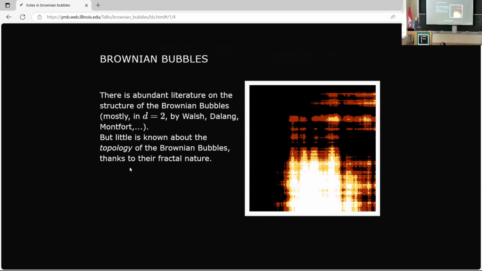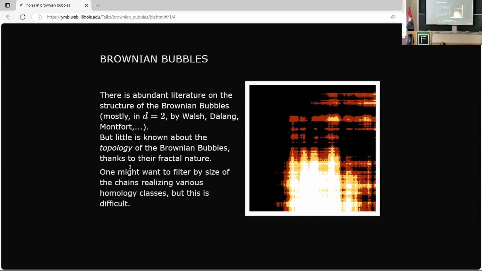Anyway, the structure of those Brownian bubbles was covered by many people. Again, like I mentioned, Robert's work, and there was tons of work, especially in dimension 2, by Walsh, Dalang, Monrad, many other people. They asked various questions about the structure of those bubbles, but topology they didn't really study, because those sets are fractal. There will be infinitely many, countably many components of them.